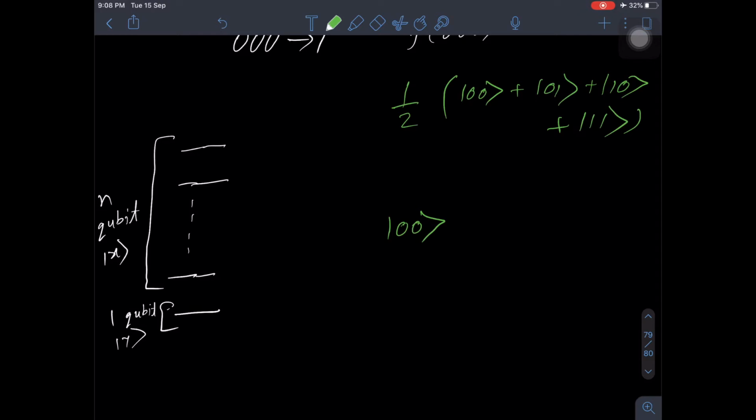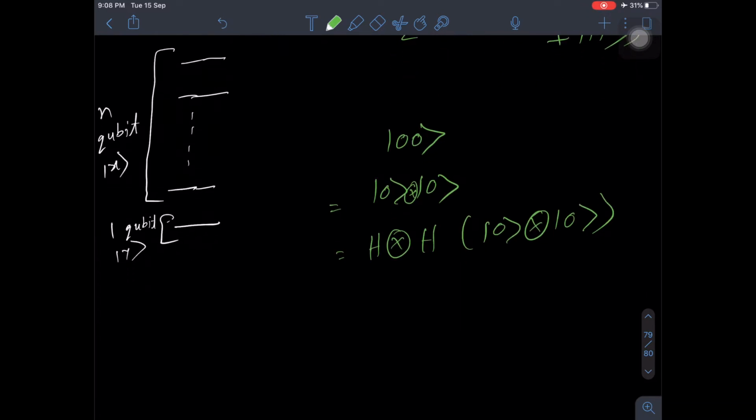Okay, so how can we do that from this? By some gate operation. Obviously, you can already understand that this |00⟩ is nothing but |0⟩|0⟩, a tensor product. So what you can do is act with H⊗H on |0⟩⊗|0⟩. If you do that, you will see that the first H acts on the first qubit, and the second H acts on the second qubit.